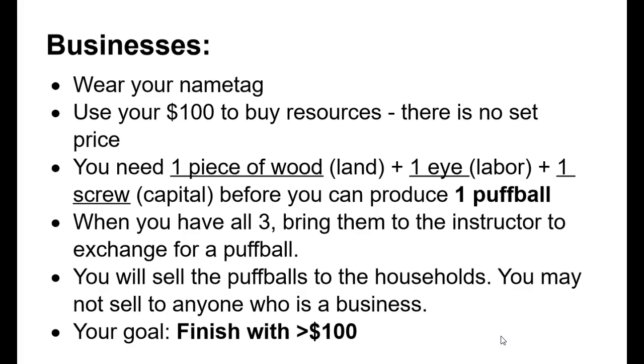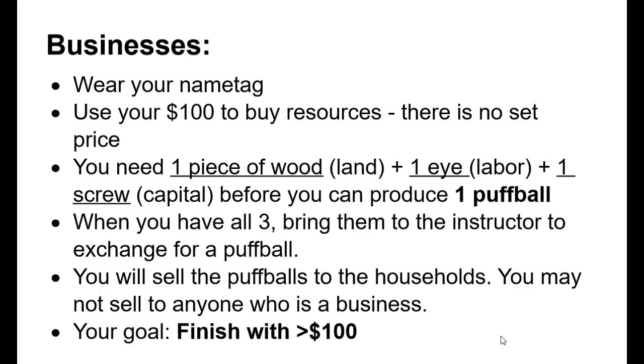But be careful not to spend all of your money on one kind of resource, because in order to produce a puffball, you need 1 piece of wood, 1 eye, and 1 screw. So you need all of the resources in order to produce a product. If you spend all of your money on eyeballs, you won't be able to produce anything. And as a business, you can't resell the resources to other businesses. This is because we're doing a very simplified version of the circular flow diagram. So be careful when you're negotiating.